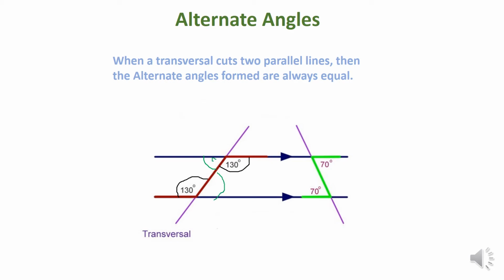Okay, so if I label this A, B, C, D, okay, we can say that angle A and angle D are alternate. We can say that angle B and C are alternate. Okay, so let's say in our example here, we see that B is 130 degrees. Its alternate angle will also be 130 degrees. If angle A is 50 degrees, then what will angle D be?